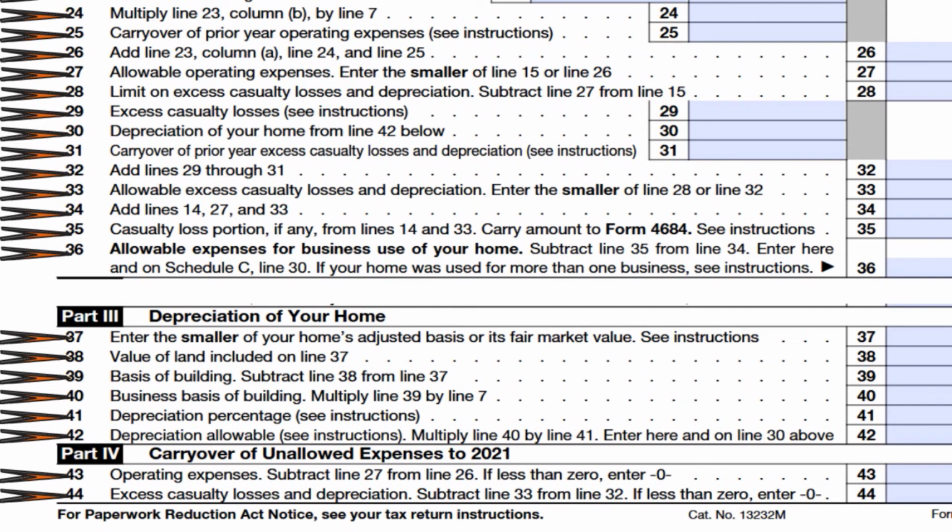Line 44, finally, you just need to subtract line 33 from line 32. If the result is negative, you want to enter 0 there. And line 44 is the excess casualty losses and depreciation.